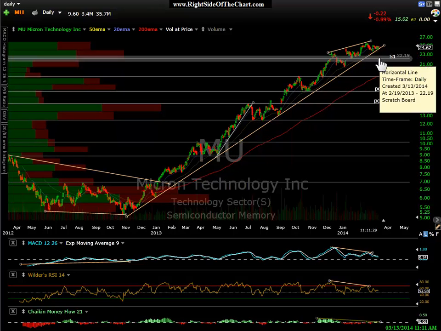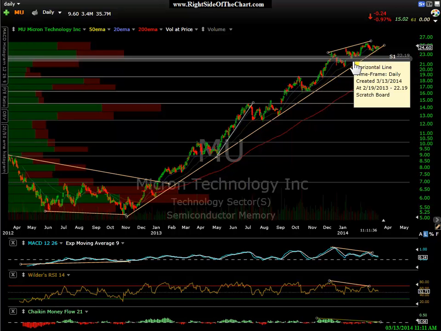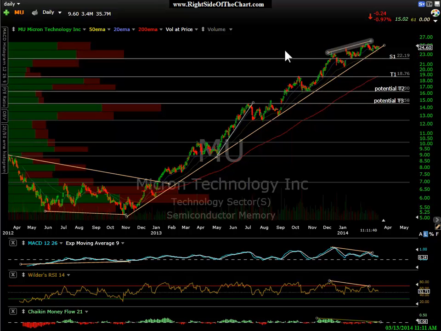We also have a support level here I marked as S1 that comes in around the 2220-ish area. That's defined by this reaction low here. We have a gap right here. I'm also looking at the volume at price histogram.